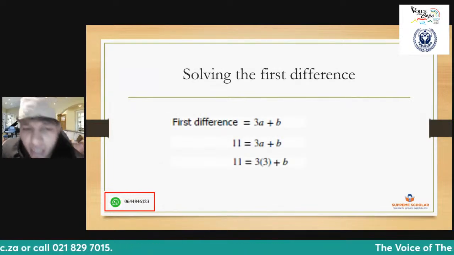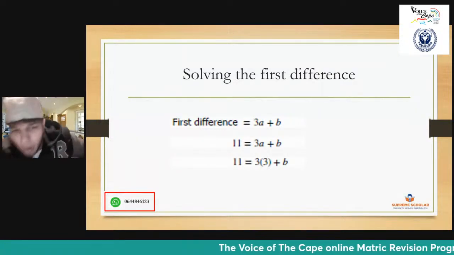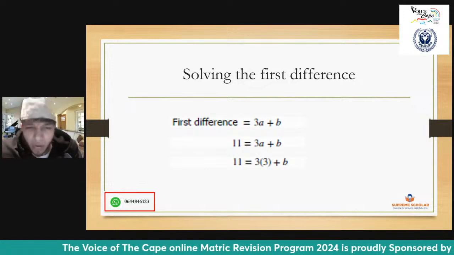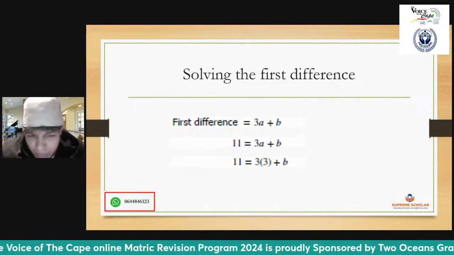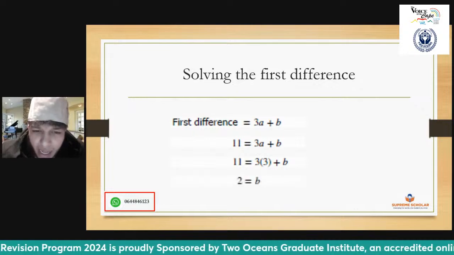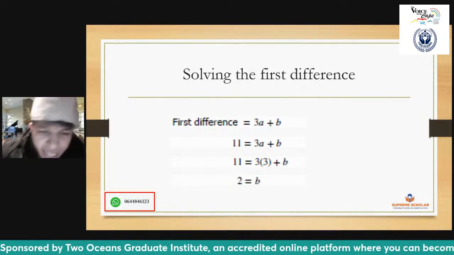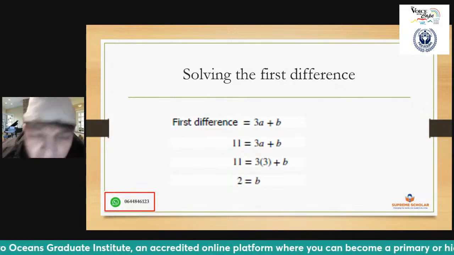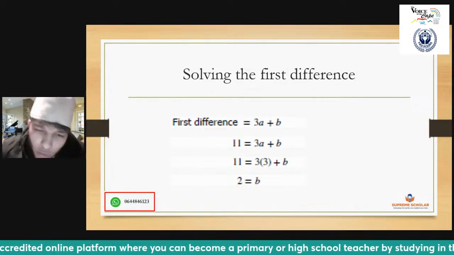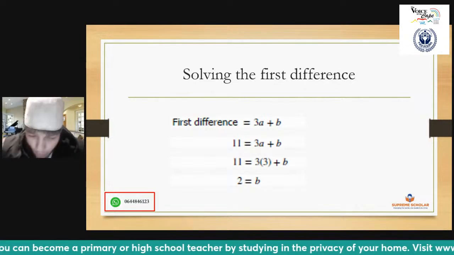As you can see, 11 is equal to 3A plus B. Remember, we're solving for B using our first difference and the value of A that we calculated in the first step. By substitution, we substitute 3 in place of A. 3 times 3 is 9. We carry it over and it becomes a negative value. So 11 minus 9 equals 2. So B is equal to 2. That's how you solve your value of B.